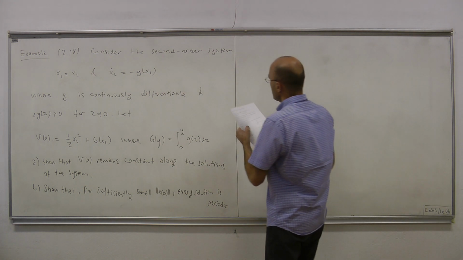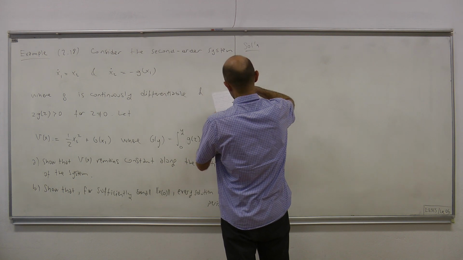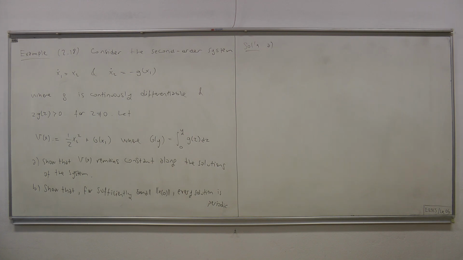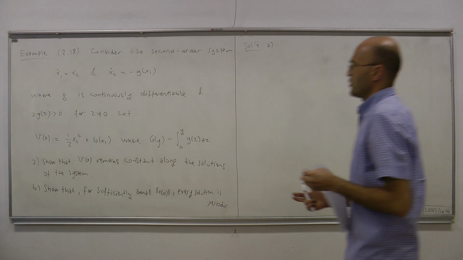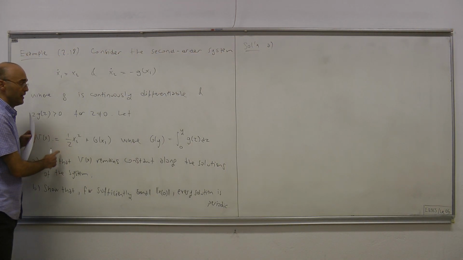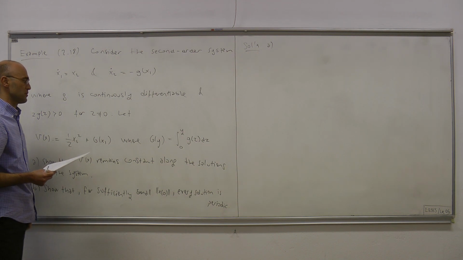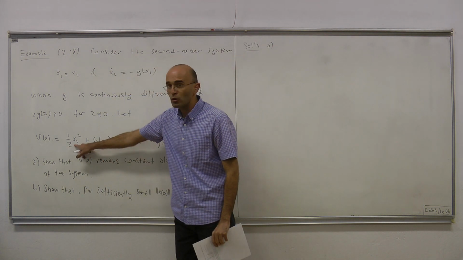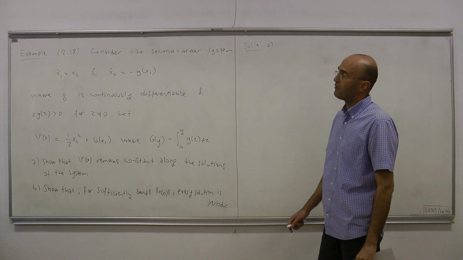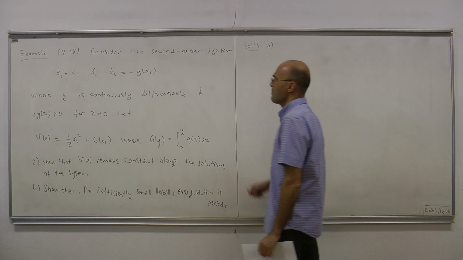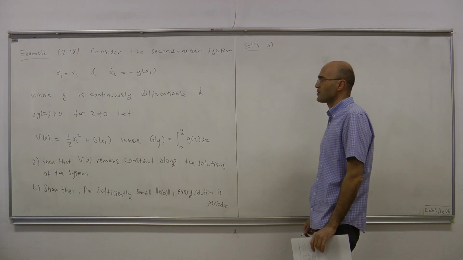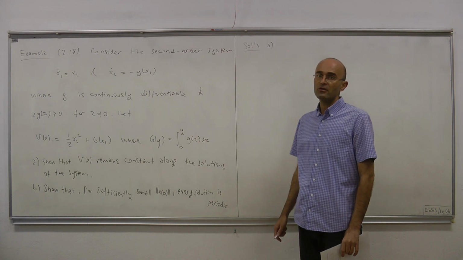Okay, so let's begin from the first part, where we are asked to show that this generalized energy function is constant along the solutions. One way to do that is to obtain a solution explicitly, x1 of t and x2 of t in terms of the initial conditions, and plug them into V and show somehow, after certain manipulations perhaps, that V of x is constant, not depending on time.